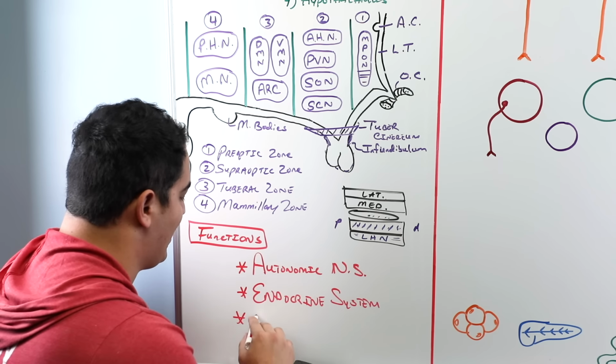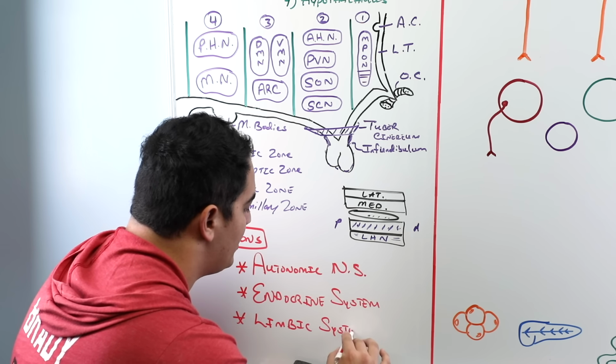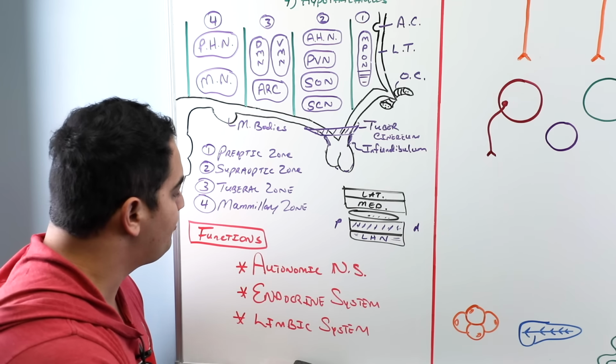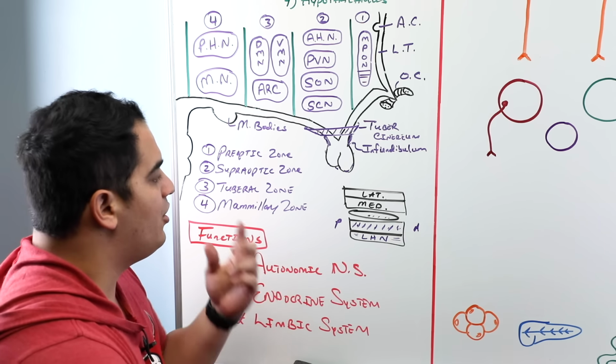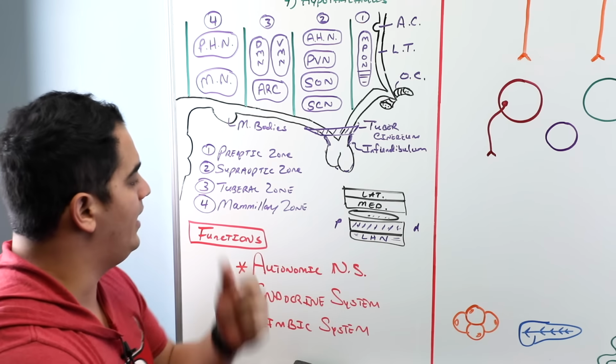And the last thing that it's really important for is the limbic system. It's one of the epicenters of the limbic system. So if someone asks you for 3 basic functions of the hypothalamus, you say autonomic, endocrine, limbic. Let's go ahead and get into the details now.